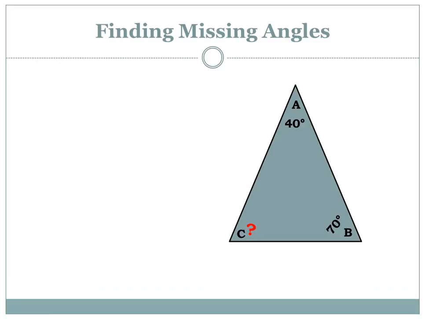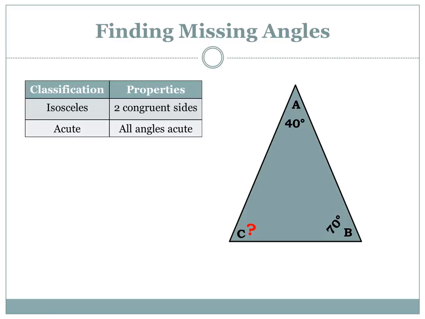Using the properties of triangles can help you find the measure of a missing angle in triangles without using a protractor. This is an acute triangle, so all of its angles will measure less than 90 degrees. It is also classified as an isosceles triangle because it has exactly two congruent sides. If two sides of a triangle are congruent, the angles opposite them are also congruent.